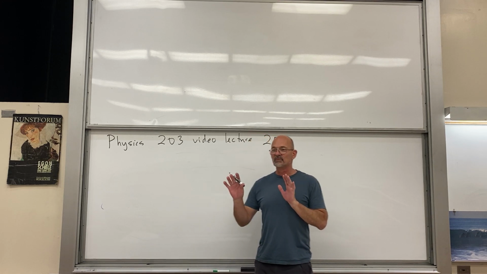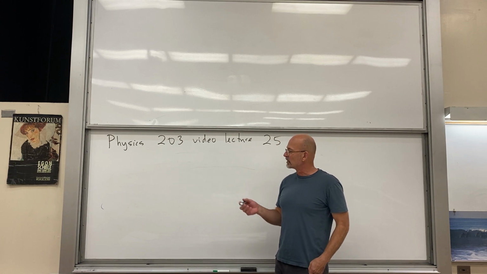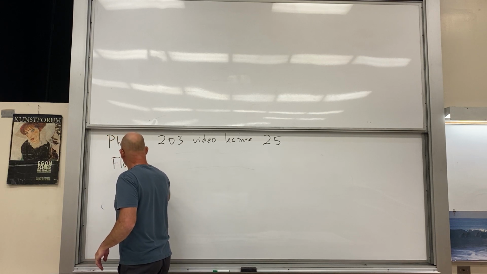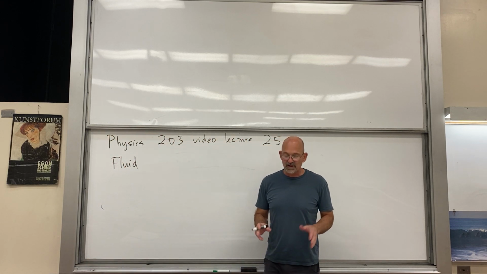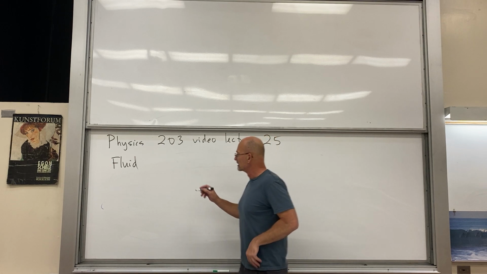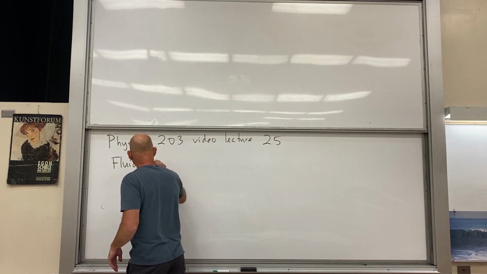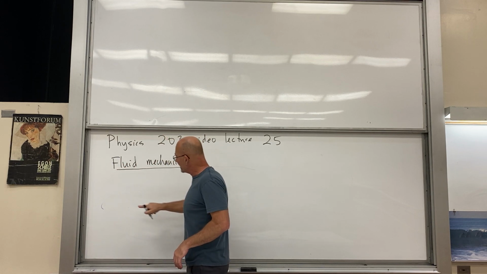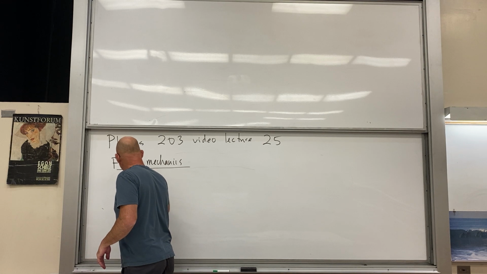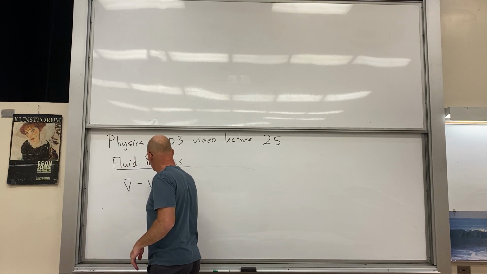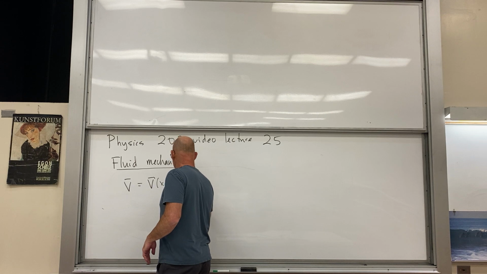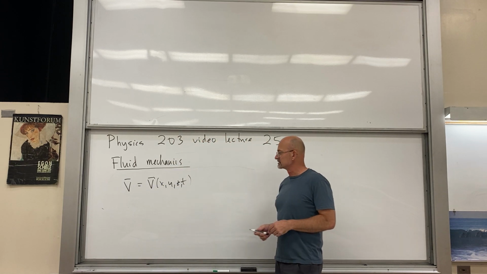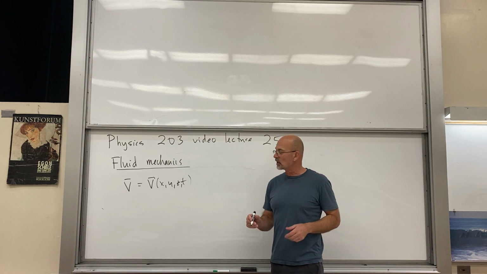So let's review what we've done briefly, and then we'll kind of outline what we're trying to accomplish here. Okay, so good. Fluid mechanics. We have a velocity field, X, Y, Z, and T, that we're trying to discover, determine, learn its properties for a fluid flow.